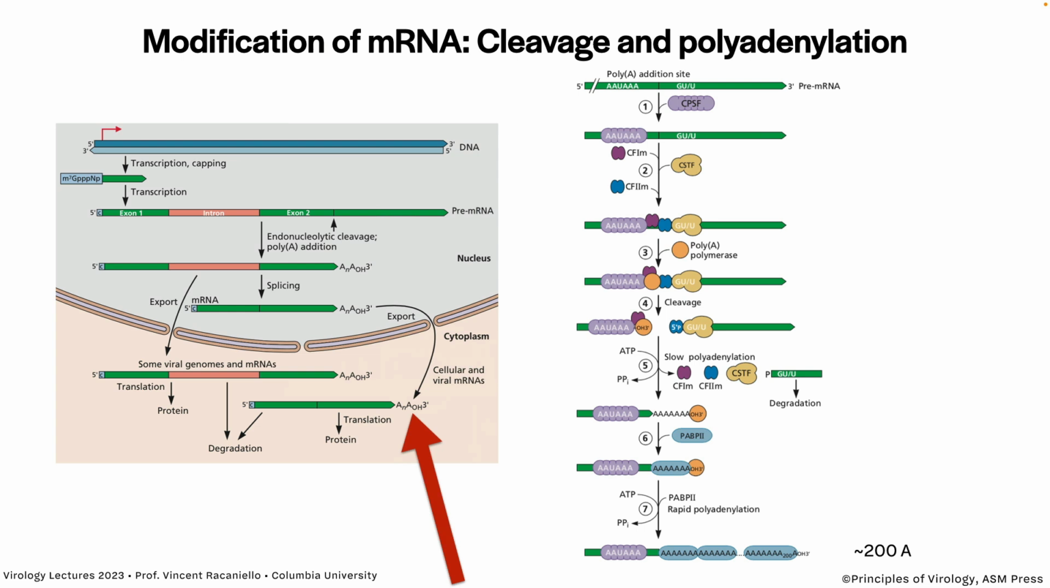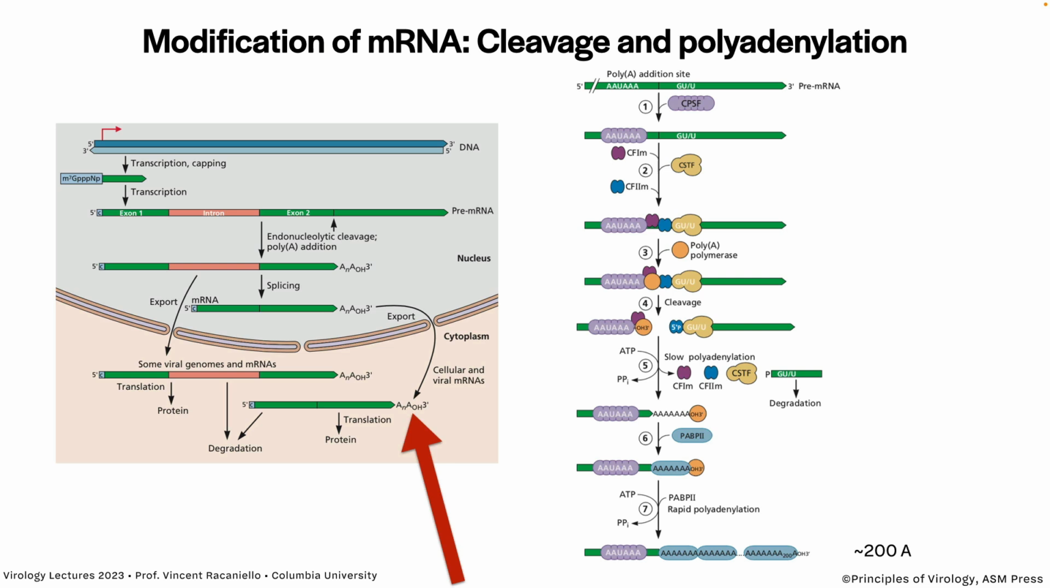And so the other modification besides capping, of course, is polyadenylation. The exported messages all have poly-A sequences at their 3' end, which are added in the nucleus. And the way this happens is shown on the right. It's a complicated series of events that you don't need to actually know in detail, but I want you to just understand it is different from how RNA viruses put poly-A on their messenger RNAs.